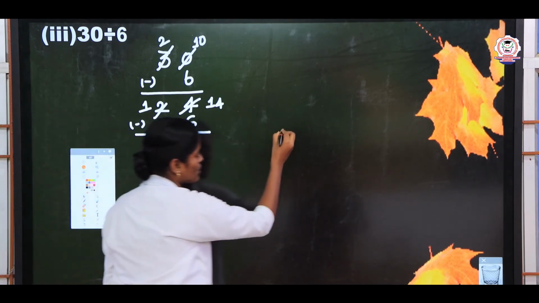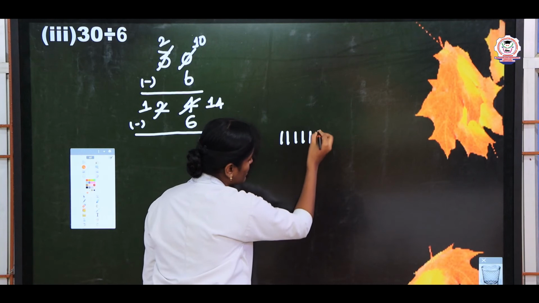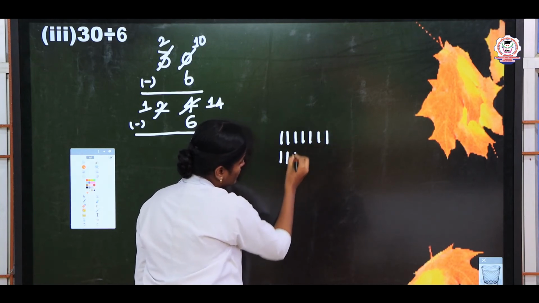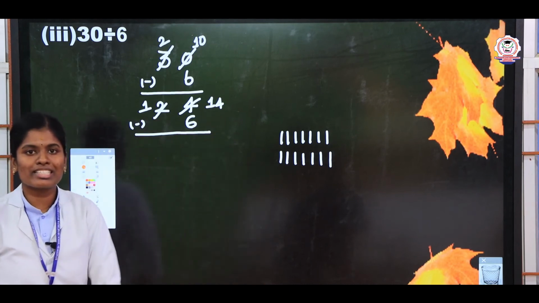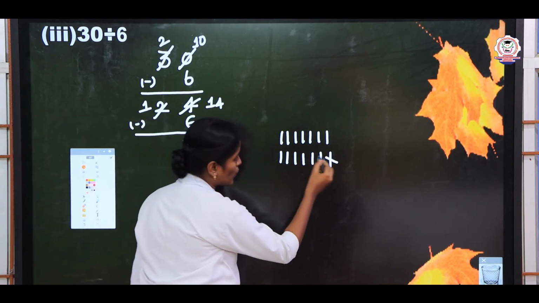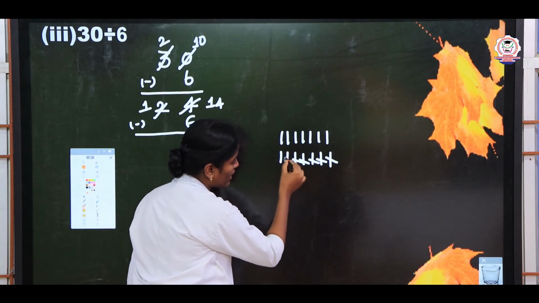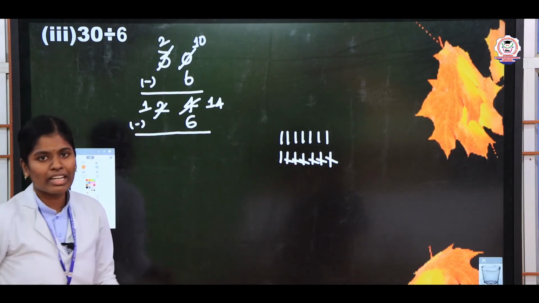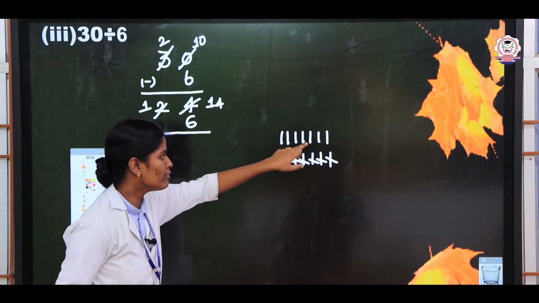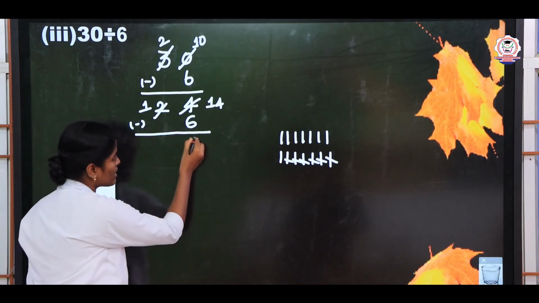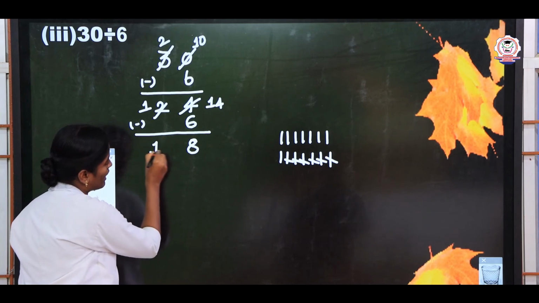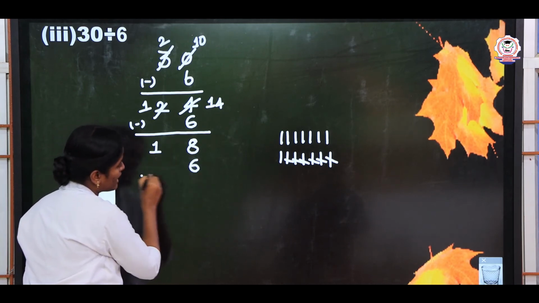Put 14 lines: 1, 2, 3, 4, 5, 6, 7, 8, 9, 10, 11, 12, 13, 14 and strike out 6 lines: 1, 2, 3, 4, 5, 6. Now you count the remaining lines: 1, 2, 3, 4, 5, 6, 7, 8. So we have the answer 8. Then 1. Again you should subtract 6.